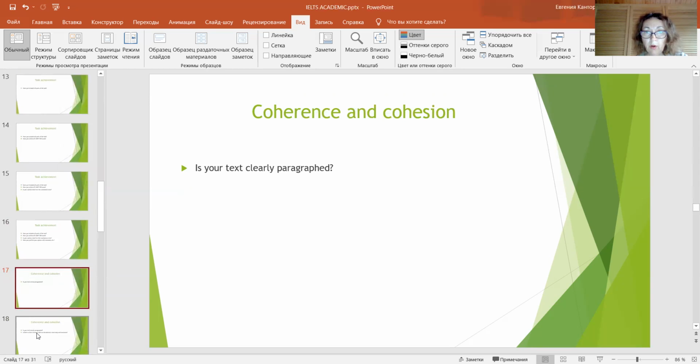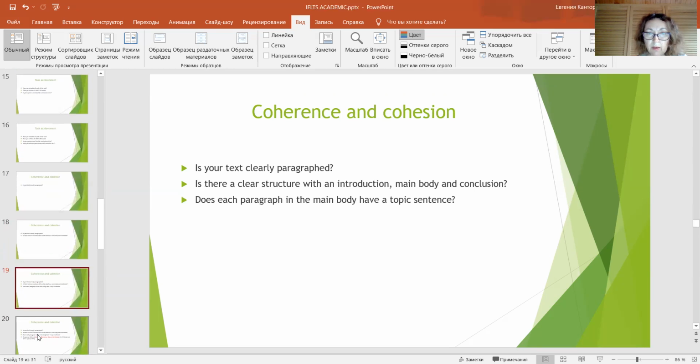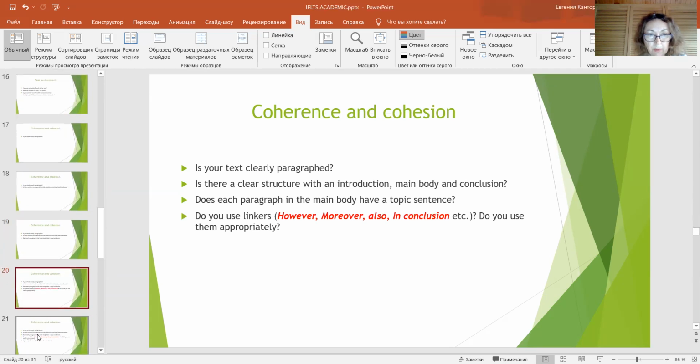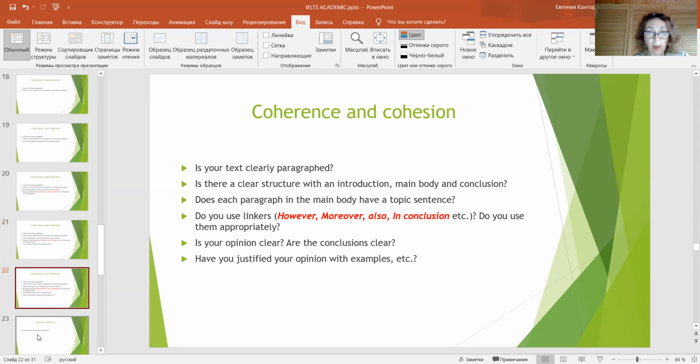Okay, so in coherence and cohesion, when you check that you've written the right type of essay, you need to check whether your text is clearly paragraphed. Then check there is a clear structure with an introduction, main body, and conclusion. Then that each paragraph in the main body has a topic sentence, and that certain linkers, like however, moreover, also, are used appropriately. Your opinion again should be clear, and the conclusion should be clear. And you need to justify your opinion with examples.